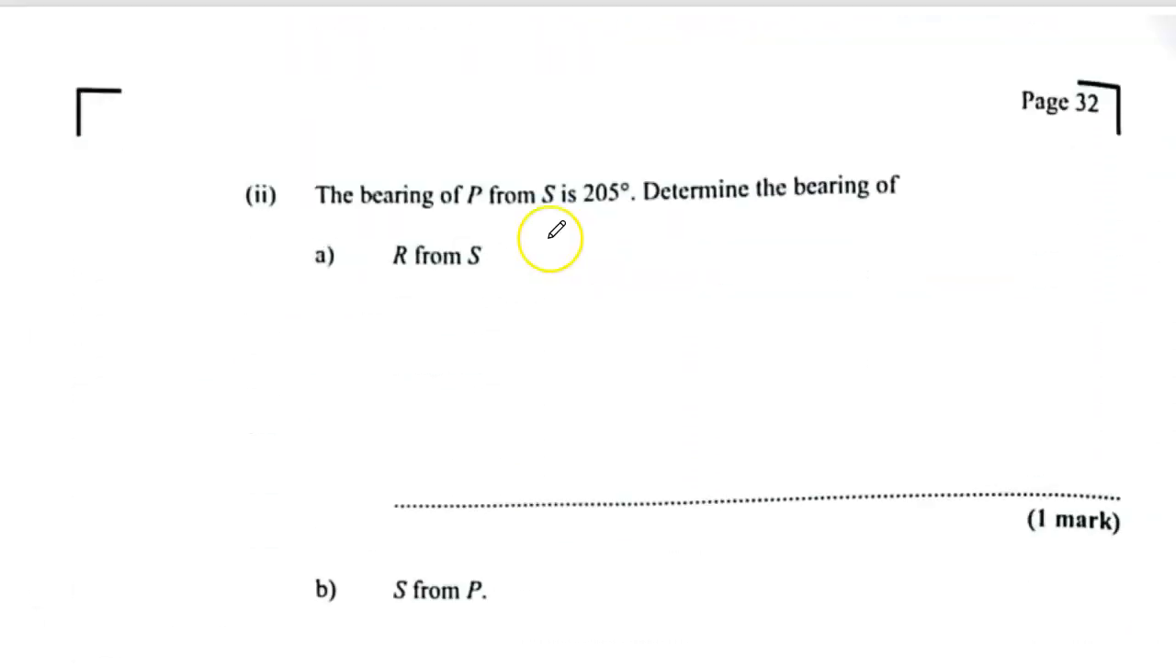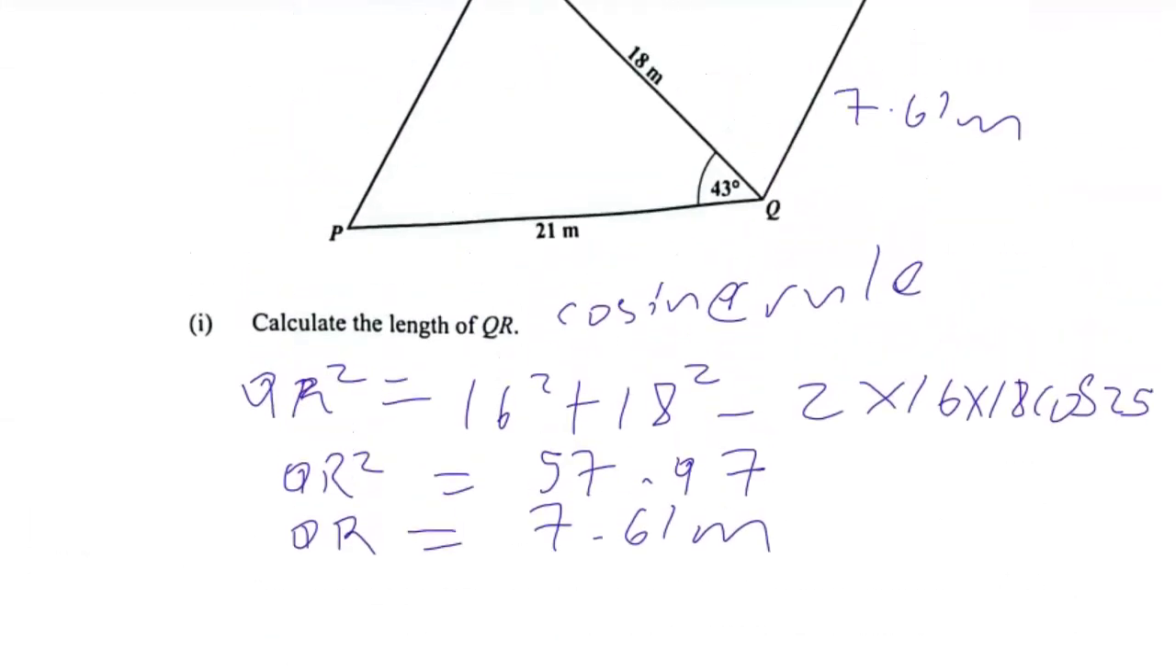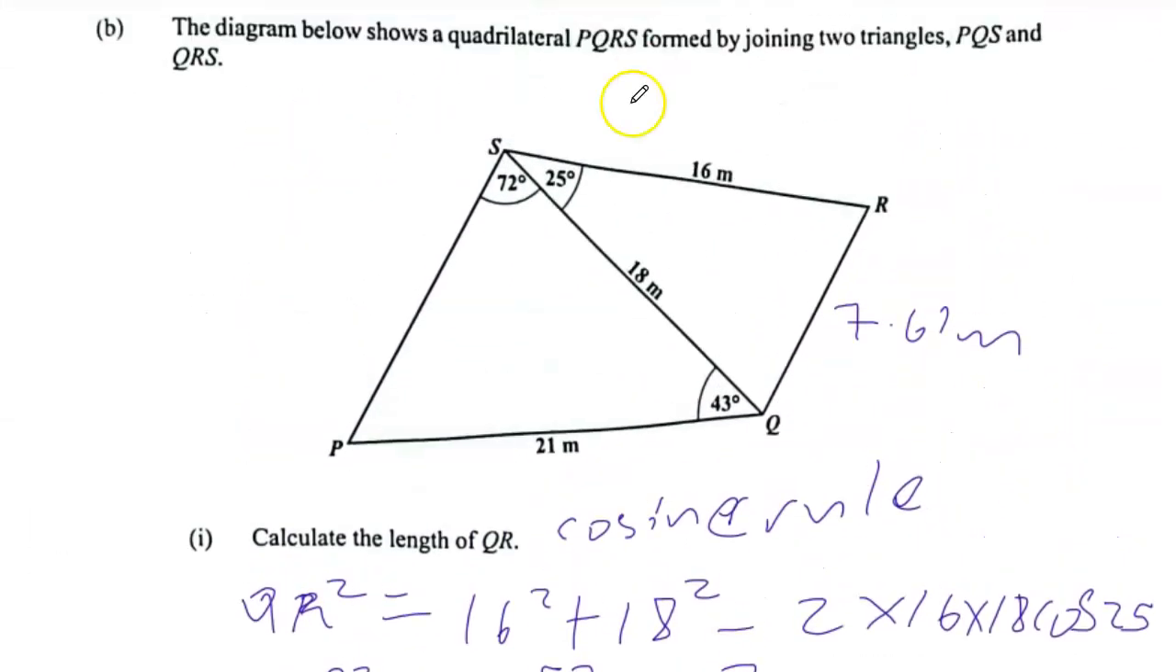Next, we're asked to find the bearing of R from S. We are told the bearing of P from S is 205. So the bearing of P from S is 205. So we're coming from S, north of S. So all of this we are told is 205.